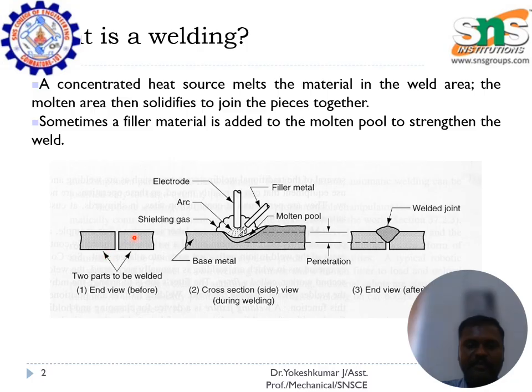Initially we have a parent metal, and when you strike the electrode, it produces an arc, which is used to heat the parent metal to its molten state. Then finally the welding can be accomplished. Sometimes filler may be added, sometimes filler may not be added. Finally, this forms a weld joint, which is called a weld bead.